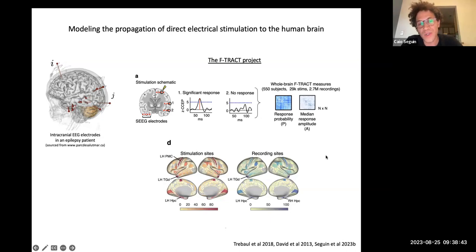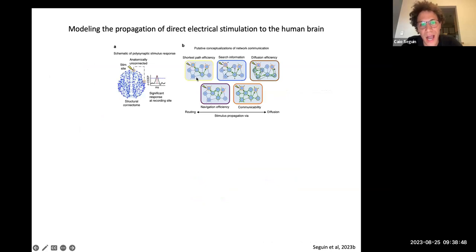So we try to think, if we compute our communication measures on a structural connectome, can we actually predict the propagation of this direct pulse? So here, this is a schematic. You stimulate here, you measure a significant response here. The most interesting case for us, thinking about polysynaptic communication, is when there's no white matter tract between where you stimulate and where you record from. So this must be some sort of polysynaptic propagation through the network.